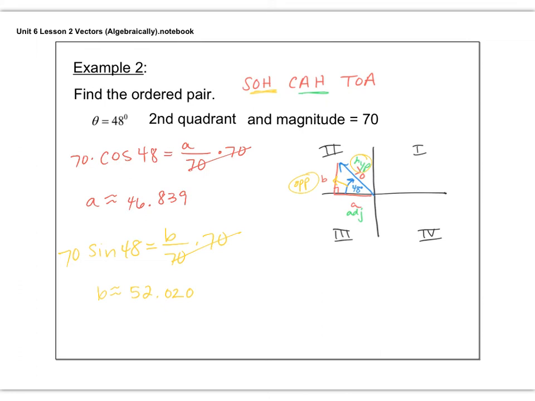And our final answer now is we want to write the ordered pair. It said find the ordered pair. So think about what quadrant you're in. A is actually to the left, so it's going to be negative 46.839 and positive 52.020. Because it's in quadrant 2, this point right here would have this as its component.